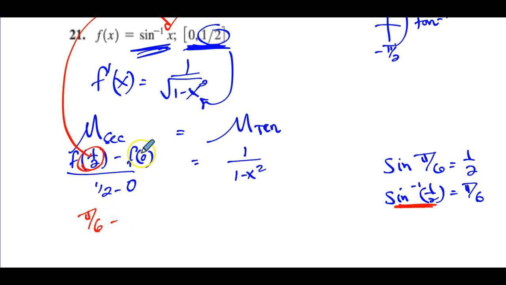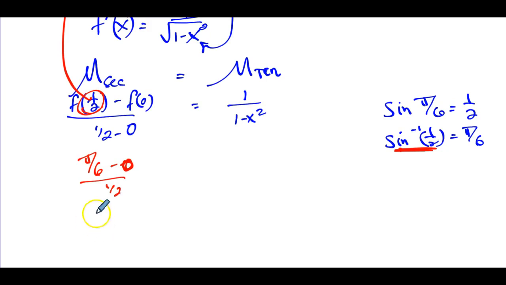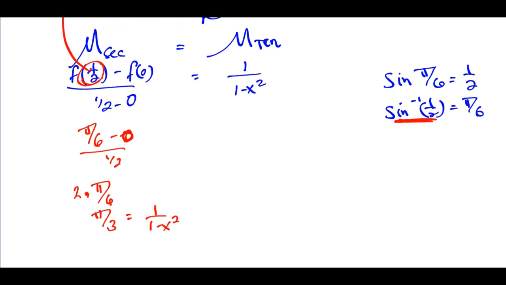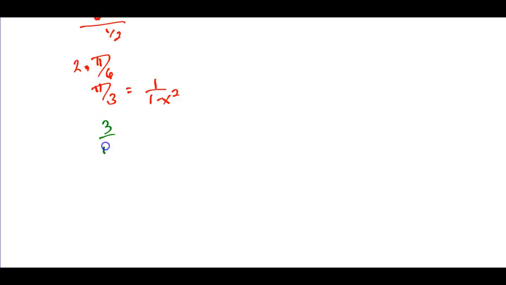And then if you plug in a 0, the sine inverse of 0 is 0. All divided by 1/2. Instead of dividing by a half, you can multiply by the reciprocal. So that turns out to be 2 times pi/6, or let's just write that as pi/3. So I'm going to set pi/3, the slope of the secant, equal to the slope of the tangent, and solve for x. Probably the easiest way to do that is just take the reciprocal of both sides. So 3 over pi is equal to the square root of 1 minus x squared.